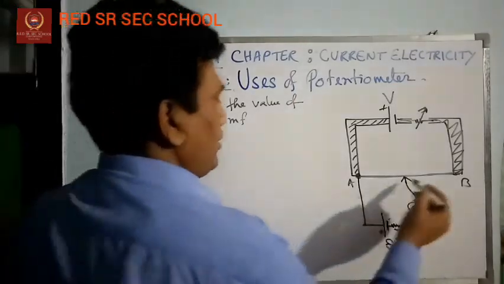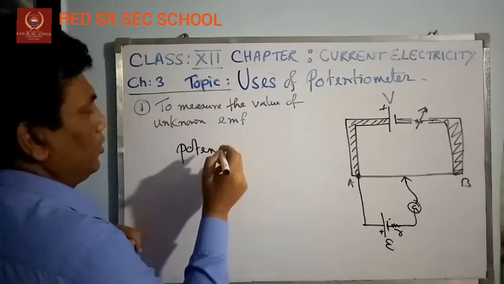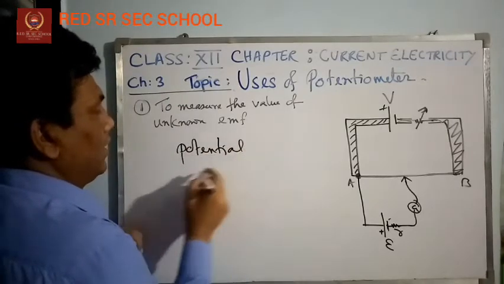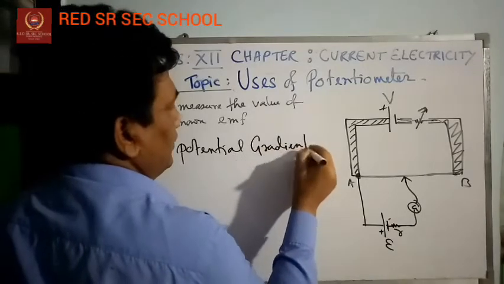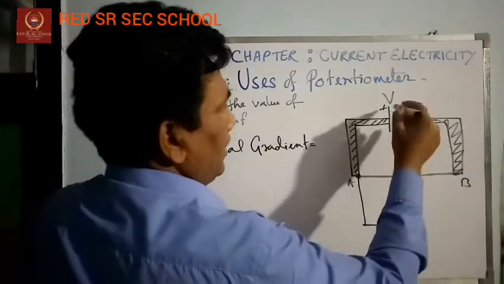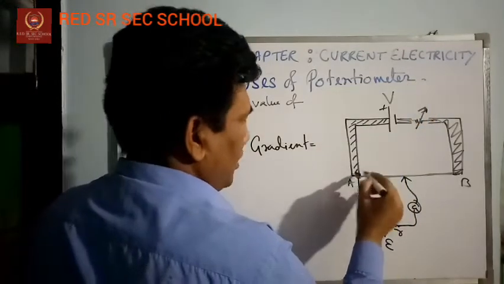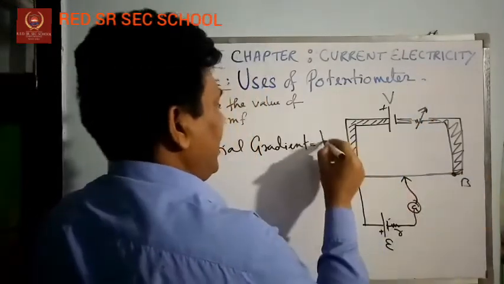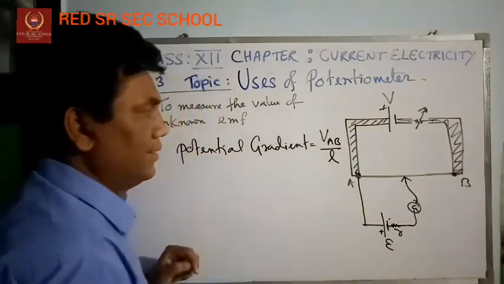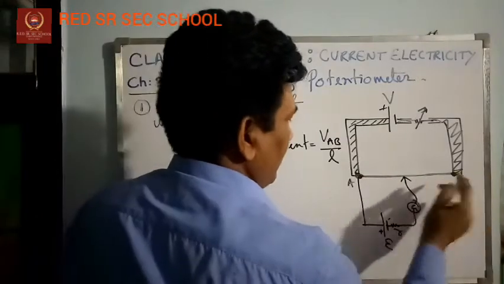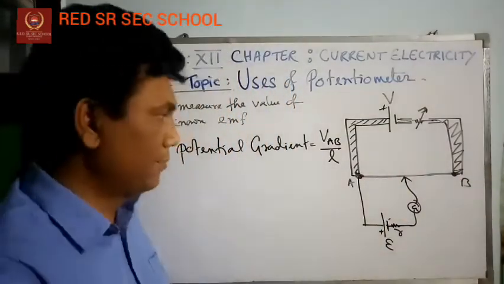As you understand here, potential gradient is equal to V. The potential difference between A and B is say VAB divided by length. Potential difference divided by length is called potential gradient.